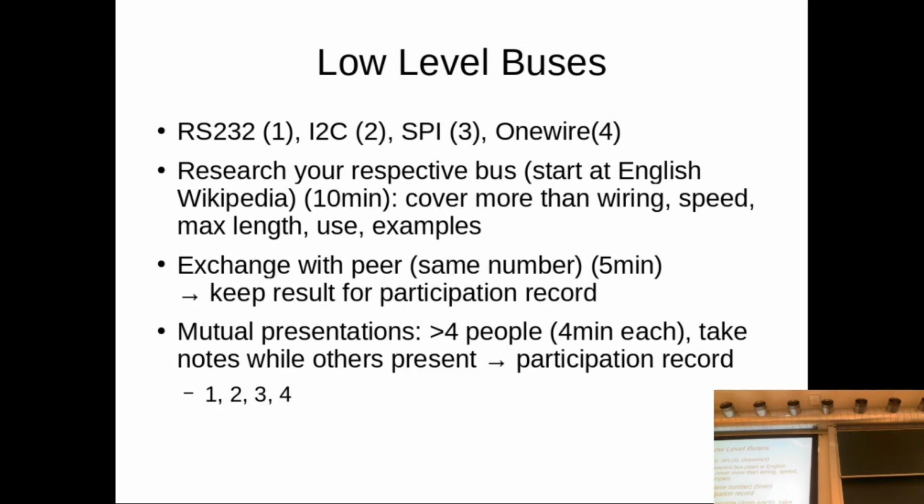So that means group 1 needs to figure out how RS-232 works. You look at how the protocol works, how many wires you need, how fast it is, and find some examples where it is actually used, how long it can be. That's actually what we're really interested in: speed, length, and also find some examples of how it's actually wired up. Group 2, I2C, group 3, SPI, and group 4, one wire. And what you write down now, so you must take notes, goes into the lecture notes.